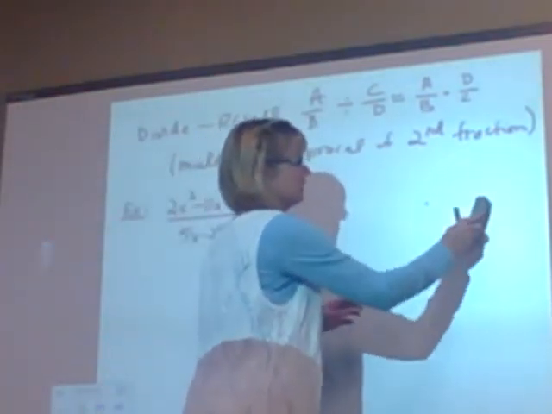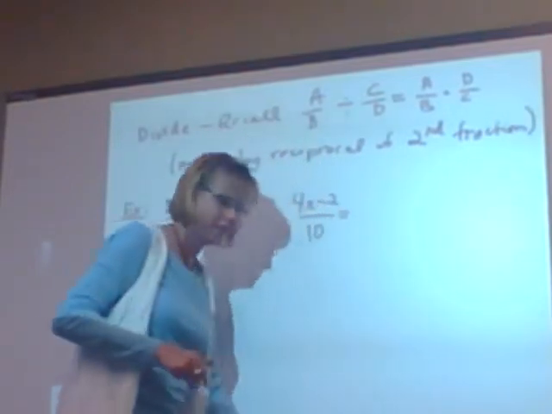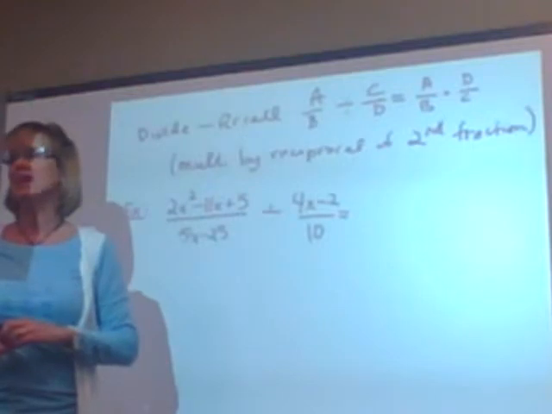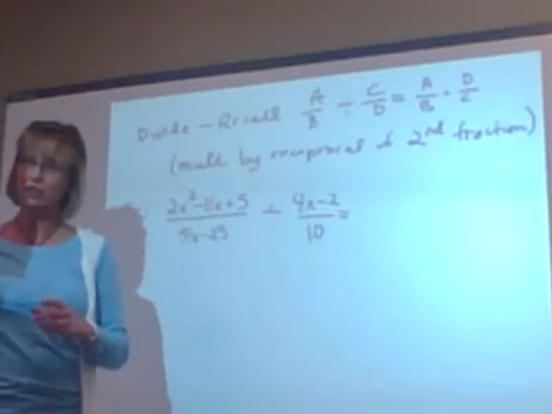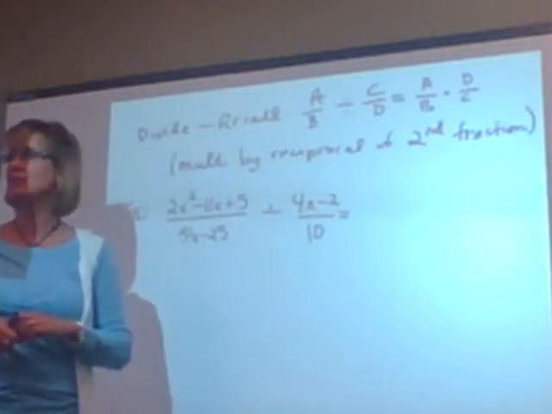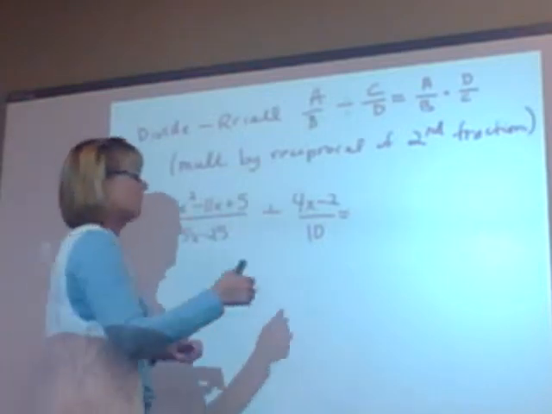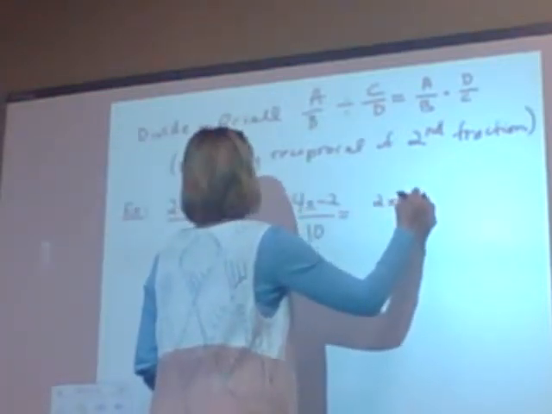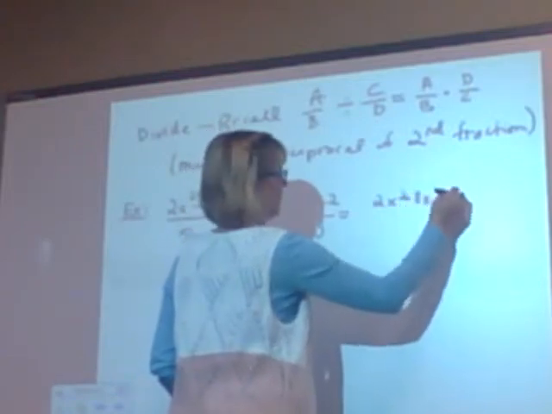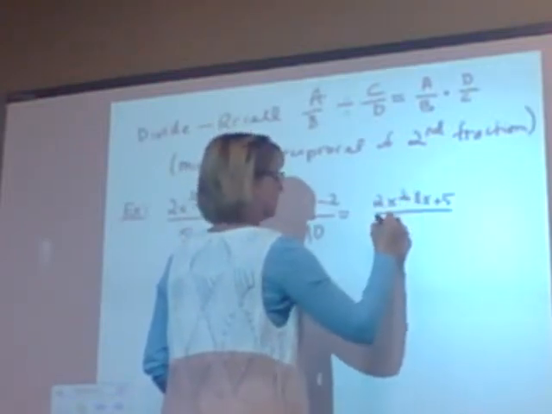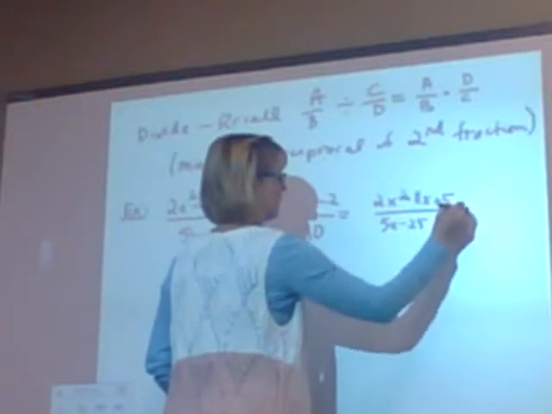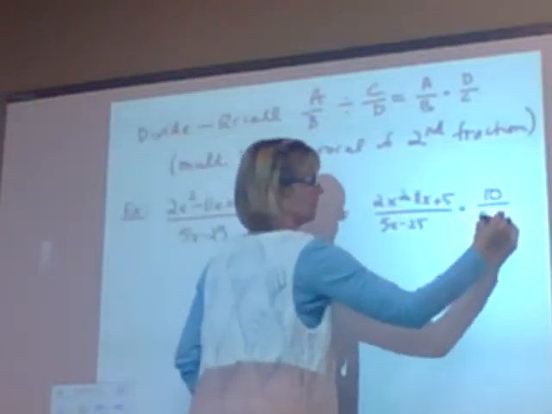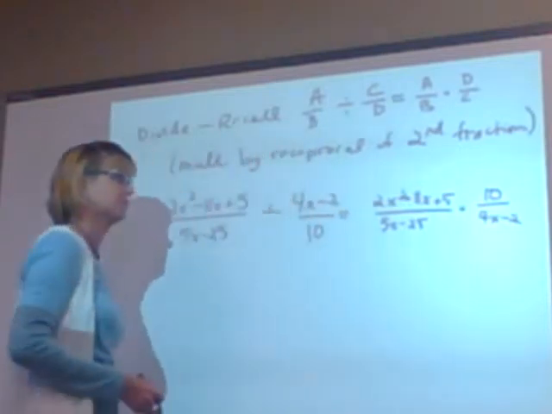Actually, maybe before we factor, we should just flip it over. It doesn't really matter if you factor all the pieces and then flip it over, but because it's so easy to forget to turn the second fraction on its head, I think we should do that first. So I'm going to rewrite this as 2x squared minus 11x plus 5 times 10 over 4x minus 2.